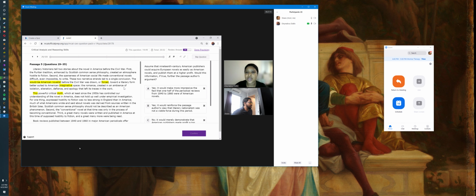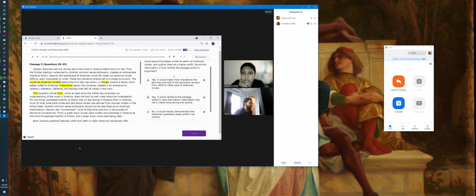So try to go through the question before you tell me what you will pick. Okay, let's look at it together. Assume that 19th century American publishers would acquire European novels as easily as American novels and publish them at a higher profit. Would this information, if true, further the passage author's argument?